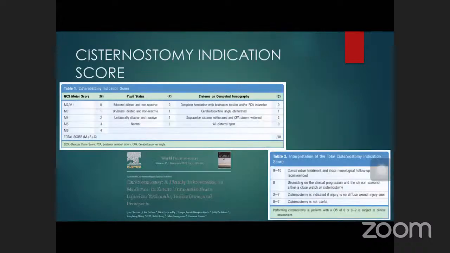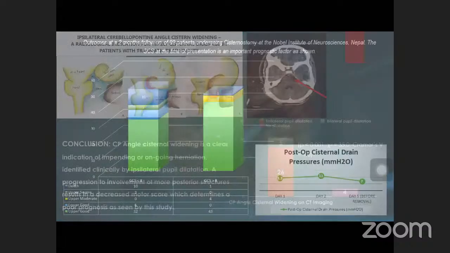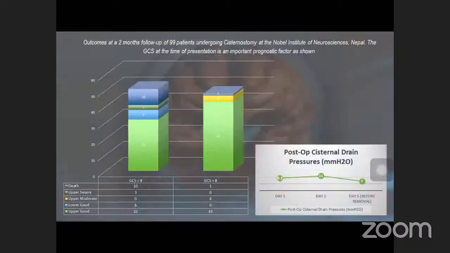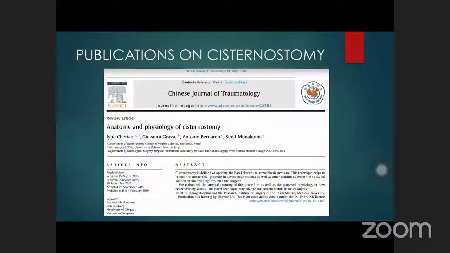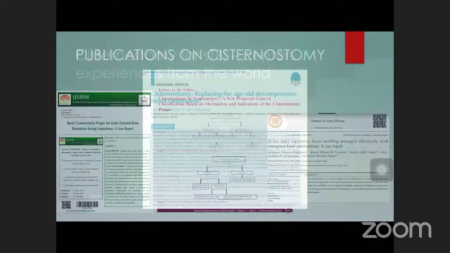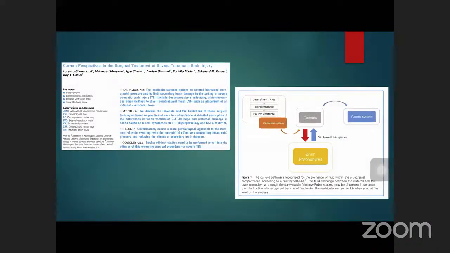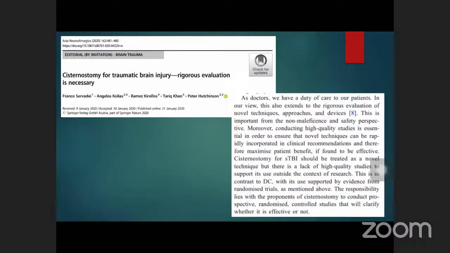Now you can read about the indication score, about the ipsilateral CP angle system widening and its importance, all the pressures, all the studies from all over the world, anatomy, physiology, which I have told you, surgical review. All this you can keep on reading. It's all available on the net. Okay, Ahmed can help you.